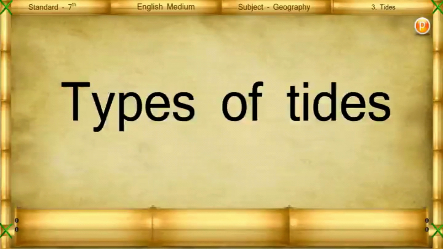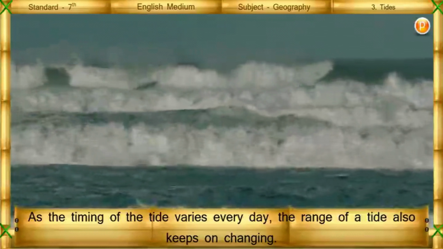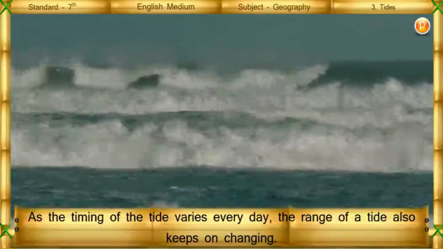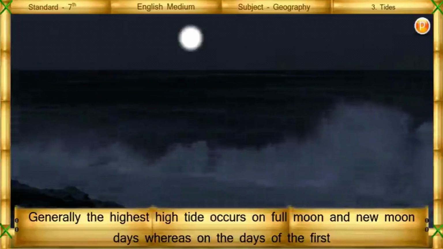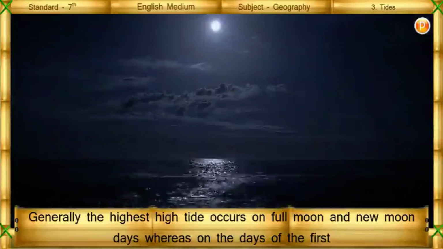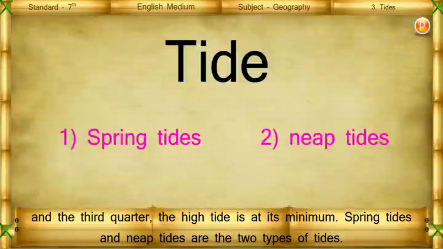Types of tides. As the timing of the tide varies every day, the range of the tide also keeps on changing. Generally, the highest high tide occurs on full moon and new moon days, whereas on the days of the first and the third quarter, the high tide is at its minimum. Spring tides and neap tides are the two types of tides.